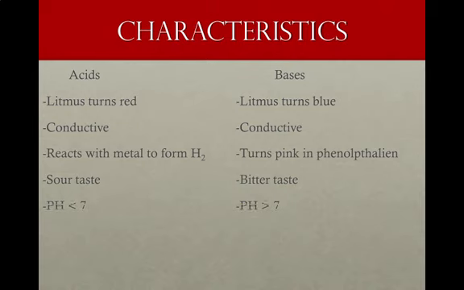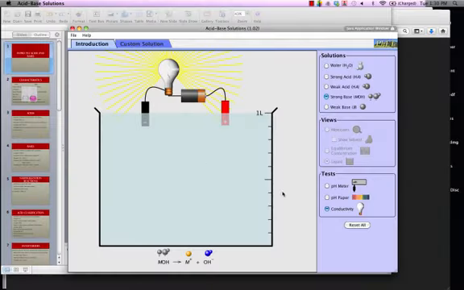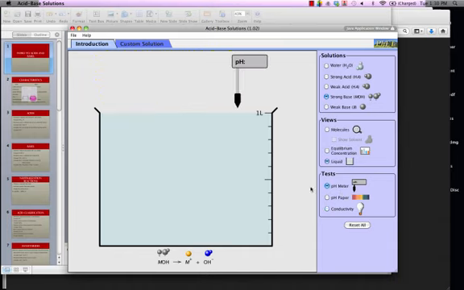So acids have a pH that is less than 7, and bases have a pH greater than 7. So to show you that, I'll change this to the pH meter, and we'll start off with water. Water has a pH of 7. And when we change it to an acid, it has a pH of 2. And a weak acid has a pH of 4.5. Both of those are less than 7, so they're both acidic. A strong base has a pH of 12, and a weak base a pH of 9.5, but both of those are greater than 7. So again, those are both basic.